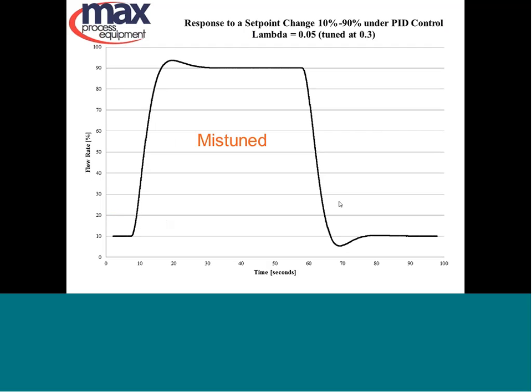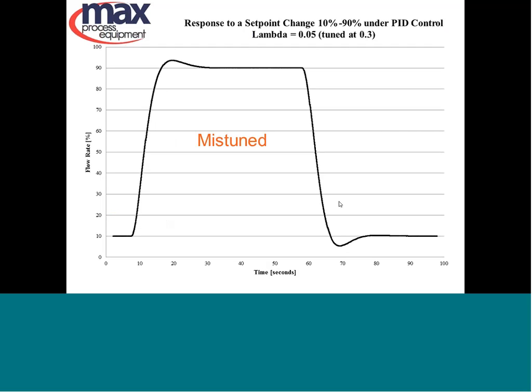If I have a mistuned loop, and I'm illustrating this by changing the filtering to lambda of 0.05 when it was tuned at 0.3. So by applying the low-pass filtering, I've slowed down the response of the sensors, and so the loop is no longer tuned properly for those sensors. And as a result, you see overshoot.